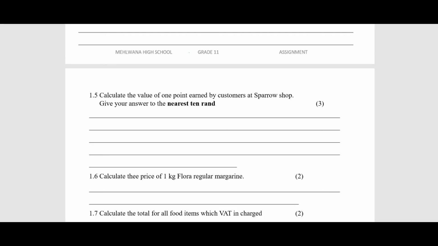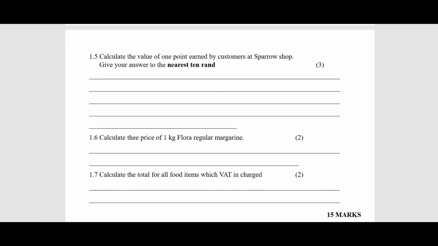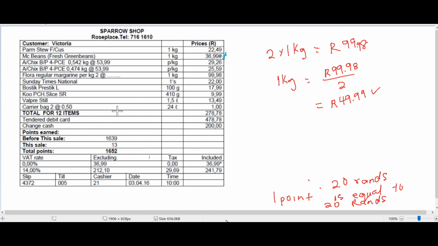Okay, let's see. Now the question is saying calculate the total for all food items on which VAT is charged. You go back to your receipt and check all the food items on which VAT is charged. So now you have your total as 278, and then what you do, you take your total and subtract the ones that are not paying VAT.